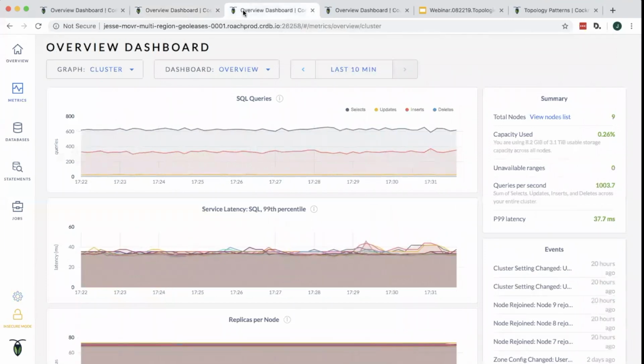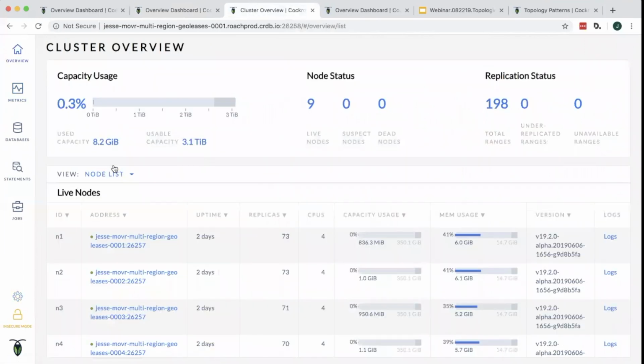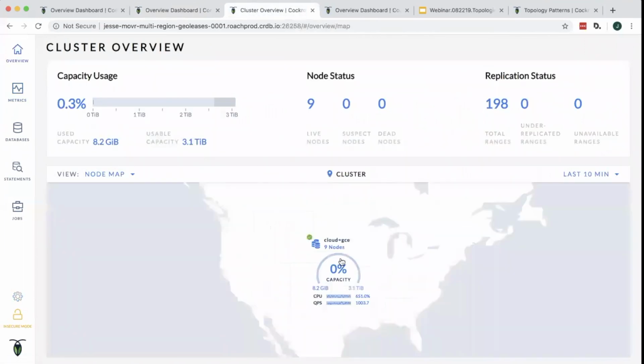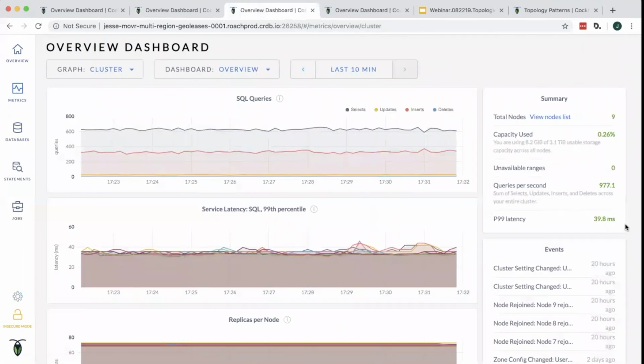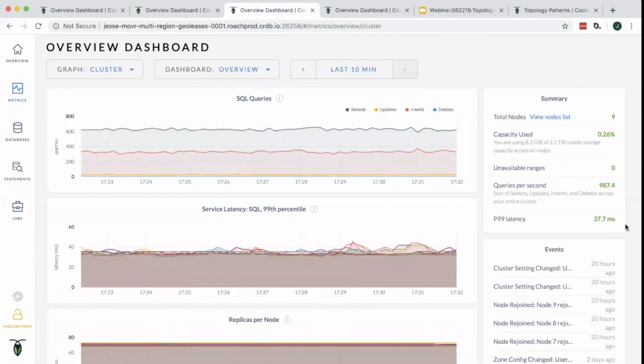So now we're going to go to another cluster. It's the same exact setup. It's still 9 nodes. Movr is running the same, HAProxy, everything is the same, but you're going to notice P99 latency is now down to 39.8 milliseconds. So how did we do that? Well, we did that by applying two of our multi-region topology patterns.